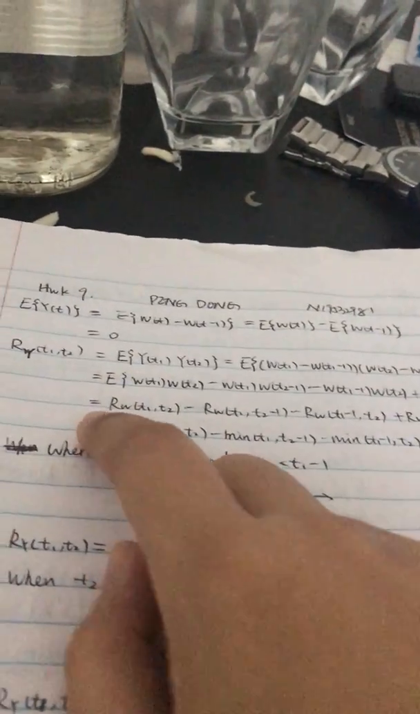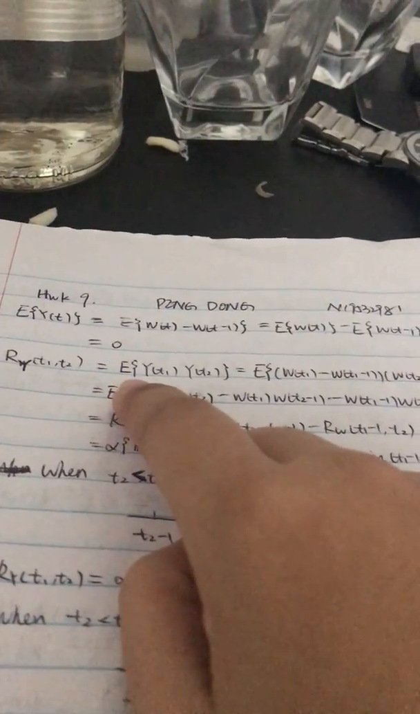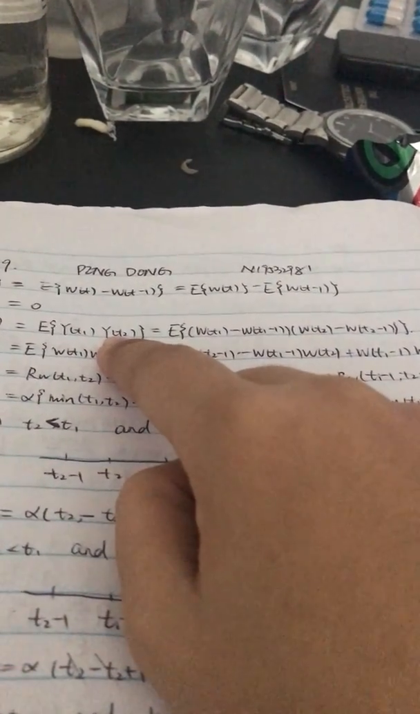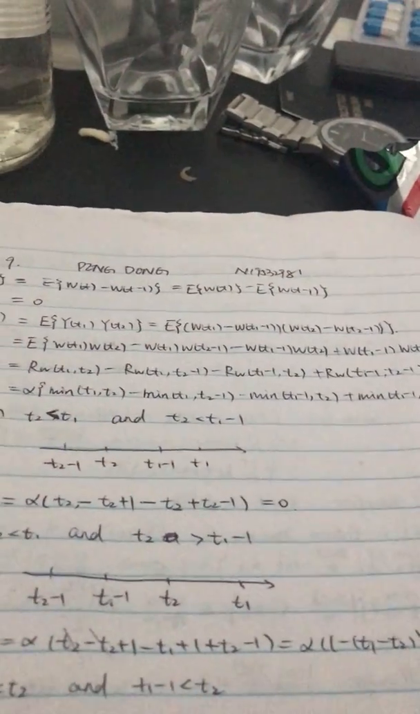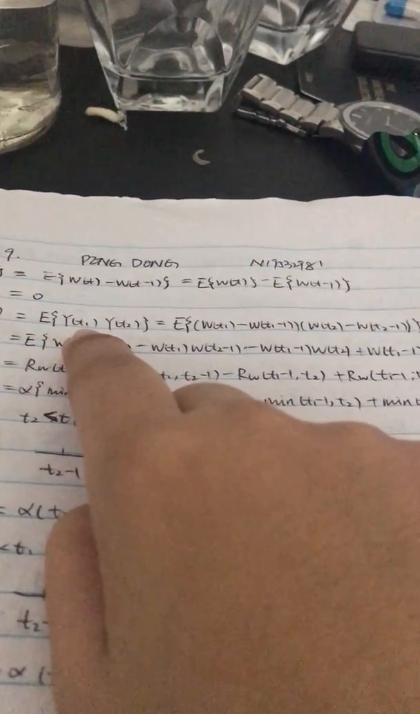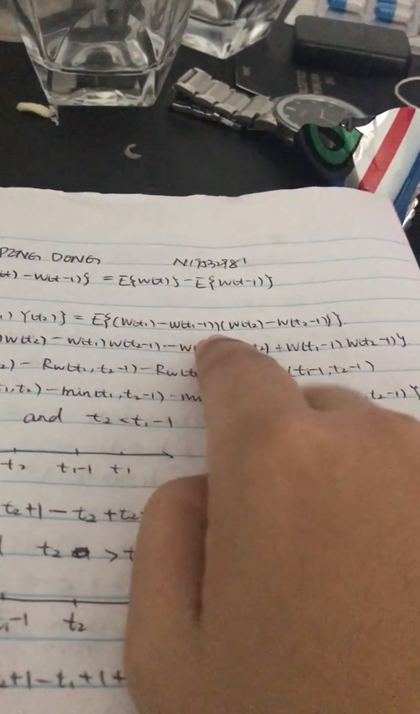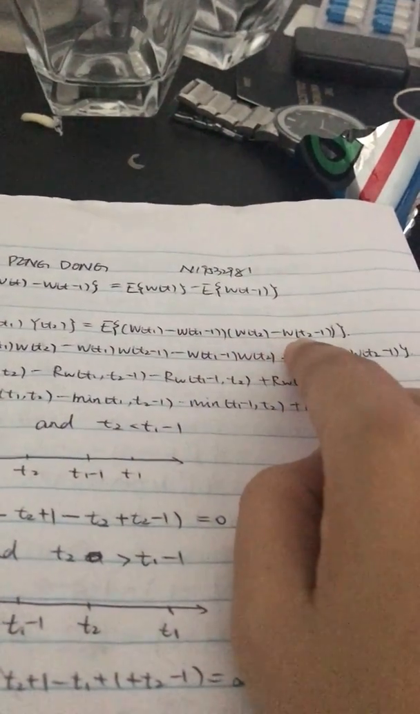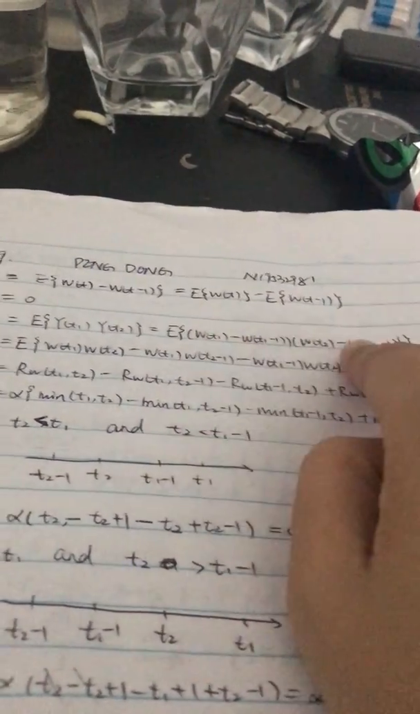And for R_Y(t1, t2) equals E[Y(t1) Y(t2)], and we know Y(t), so this equals (W(t1) minus W(t1-1)) times (W(t2) minus W(t2-1)). And we do this one by one.